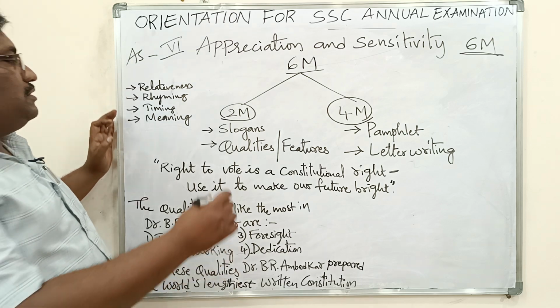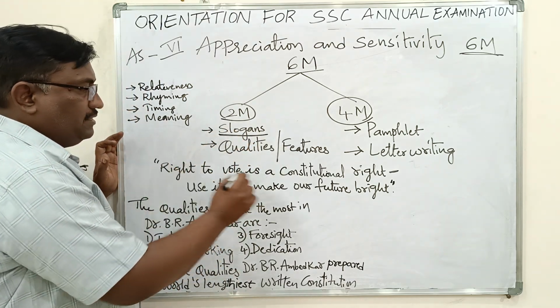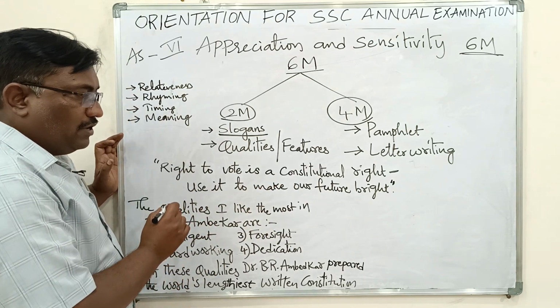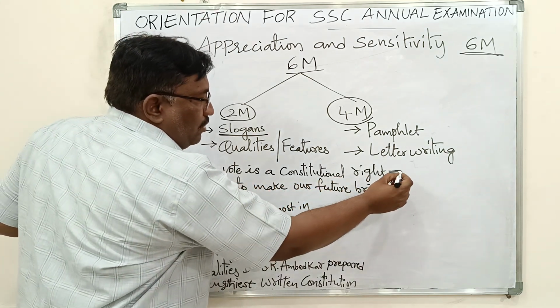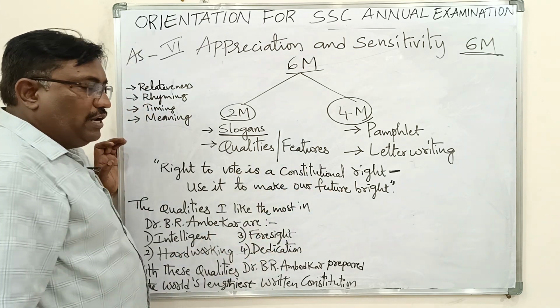Let us see. First of all, a slogan should have 2 parts. For example, I have written a slogan here about the importance of the right to vote: "Right to vote is a constitutional right, use it to make our future bright." This is the slogan I have written.